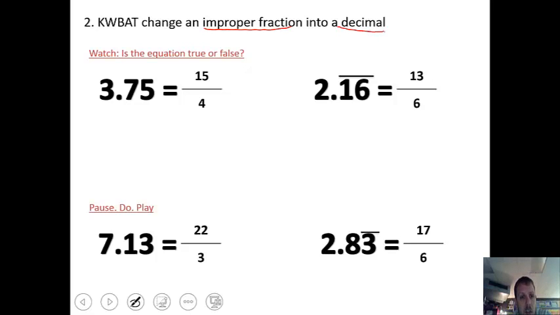I noticed that the first question is 3.75 or 3 75/100 is equal to 15/4. They're asking me if that's true or false. Well, the only way to know if that's true or false is to probably change everything into a decimal. So I need to change this 15/4 into a decimal. And the way that we do that, even though it's heavy on top and small on the bottom, I can still push the fraction over.